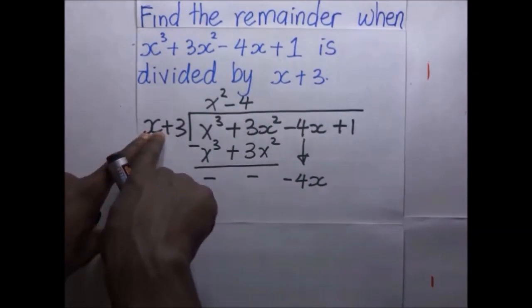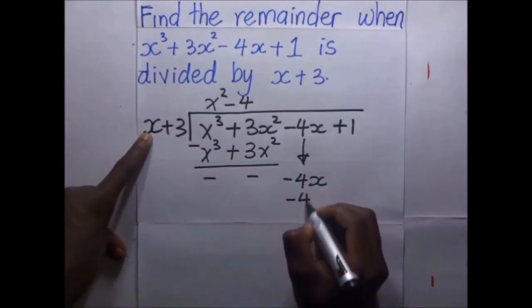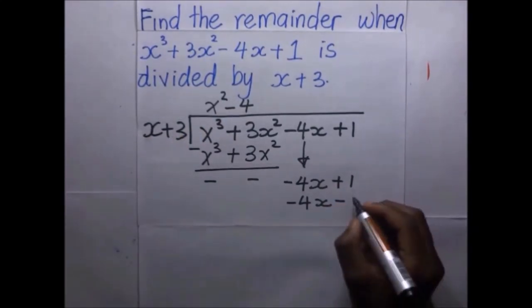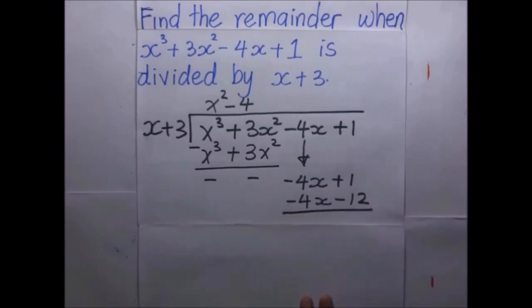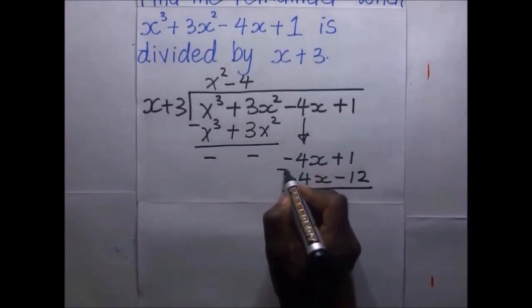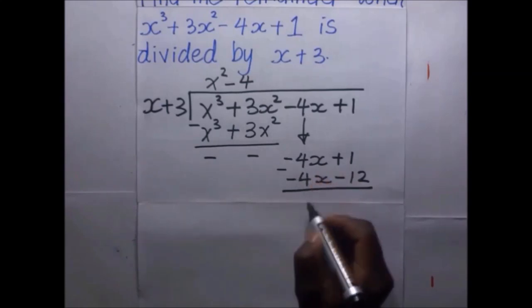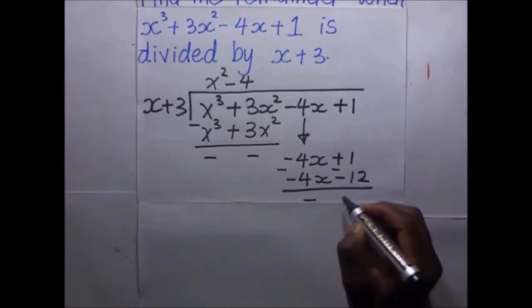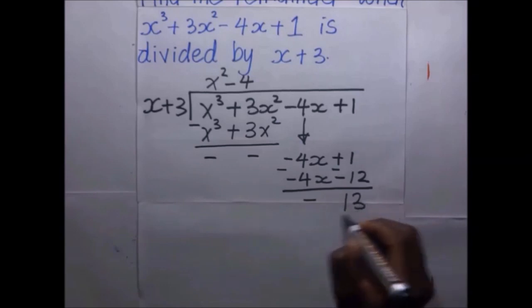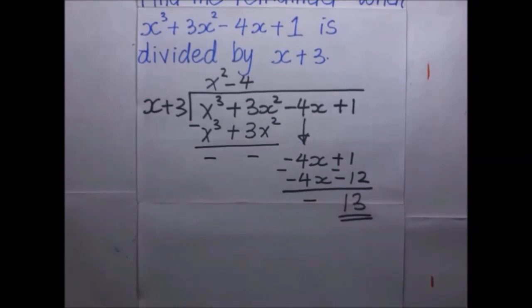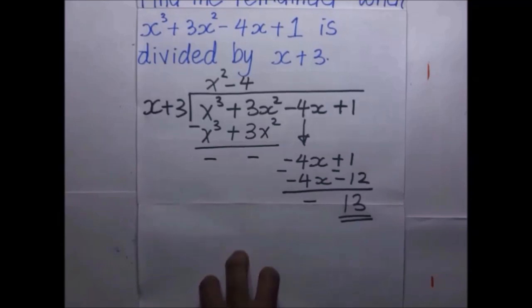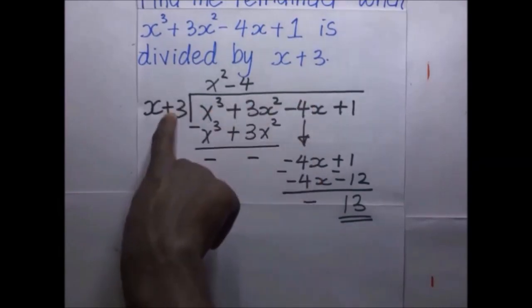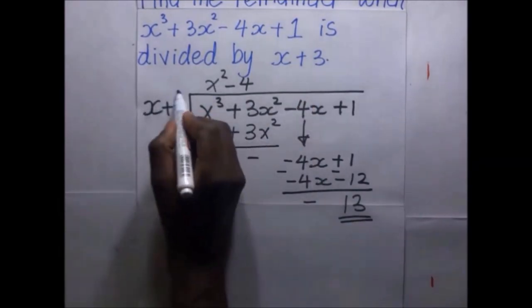Negative 4 times x is going to give us negative 4x. Negative 4 times 3 is going to give us negative 12. When we subtract those two, negative 4x minus negative 4x will give us 0. This will be nothing. 1 minus negative 12 is going to give us a positive 13. And so that becomes our remainder. So we have divided, the remainder is 13. We have divided this polynomial by that, so this becomes our divisor.